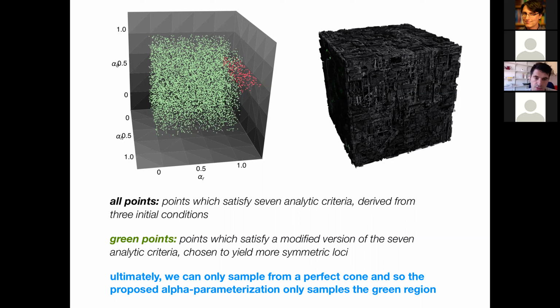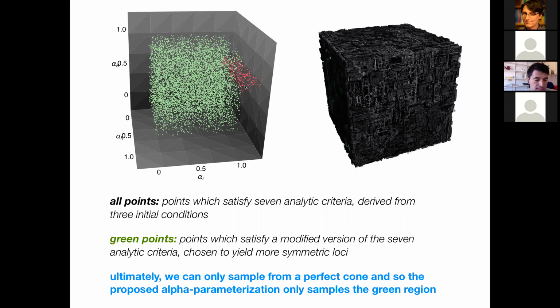So I manually tweaked the equations to make it look like a perfect cone. So I gave myself a more symmetric locus, a modified set of these criteria. The points which satisfy the modified criteria are green, and the points which only satisfy the original criteria are red. So that means I'm excluding a small region of space, which is reasonable. And I'll quantify that in a moment.